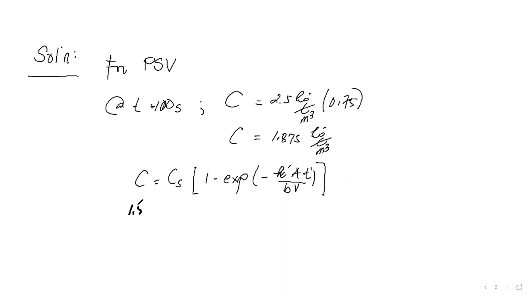you will have 1.875 being equal to 2.5, and you will have 1 minus e. Then we have negative K prime, which we do not know, the diffusion coefficient. The A, we do not know as well. There was no mention about it. The area of the solid liquid interface. We don't also have the B. So the B, the effective thickness of the liquid film that is surrounding the particles.